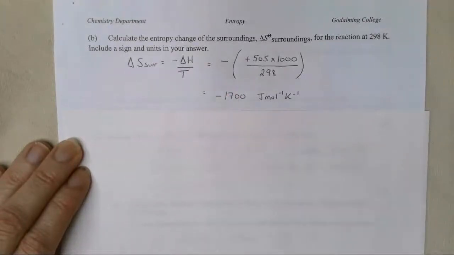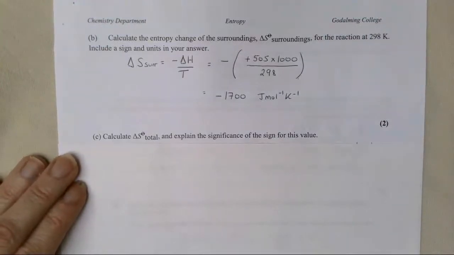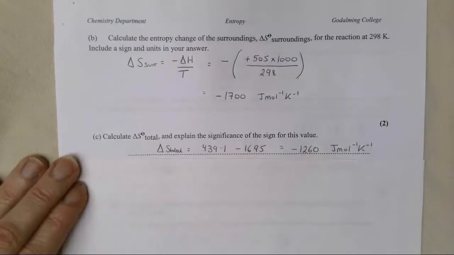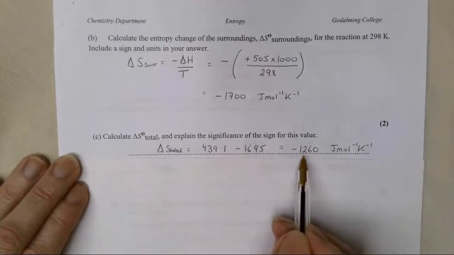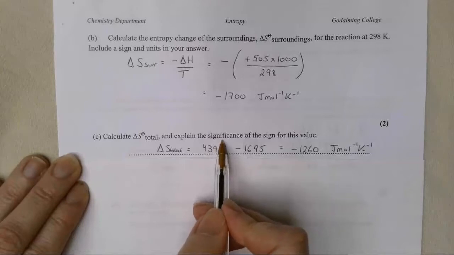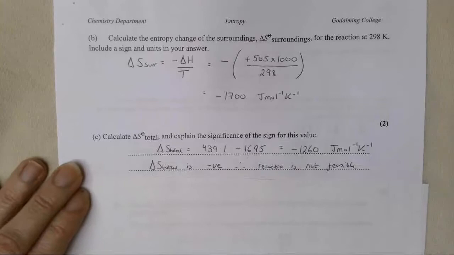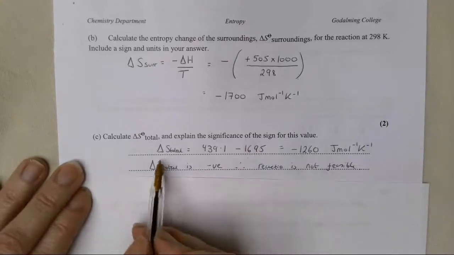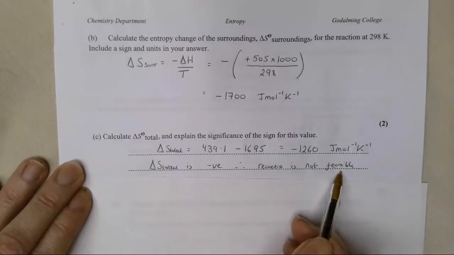Okay. So the next question looks at the delta S total, and the delta S total is simply the sum of the two parts, so system plus surroundings, and we get an overall negative value. Now the second part of this, explain the significance of this sign. Well, because it's negative, therefore the reaction is not feasible, and that's the second part of my answer. Delta S total is negative, therefore the reaction is not feasible.